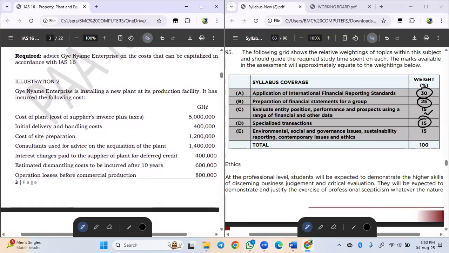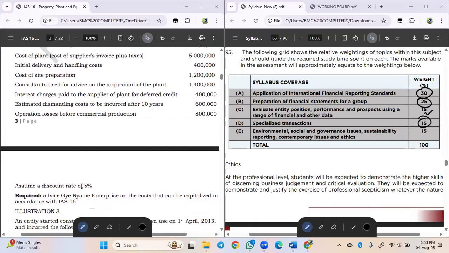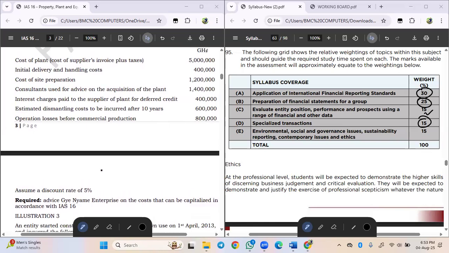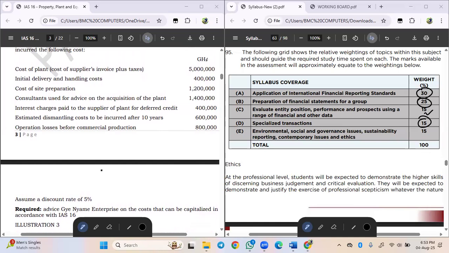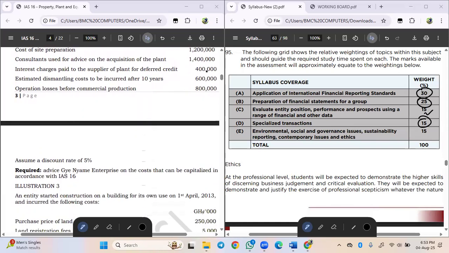Let's look at illustration 2. Okay, so with illustration 2, you can see that they gave us what? A discount rate of 5%. So what you are going to do is what? Discount it to present value, the present terms, okay? So it's the same question, just that this one they've added the discount.